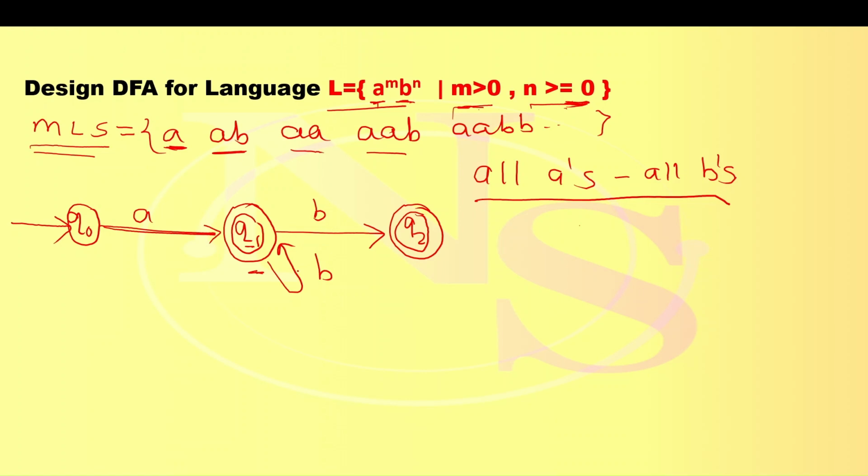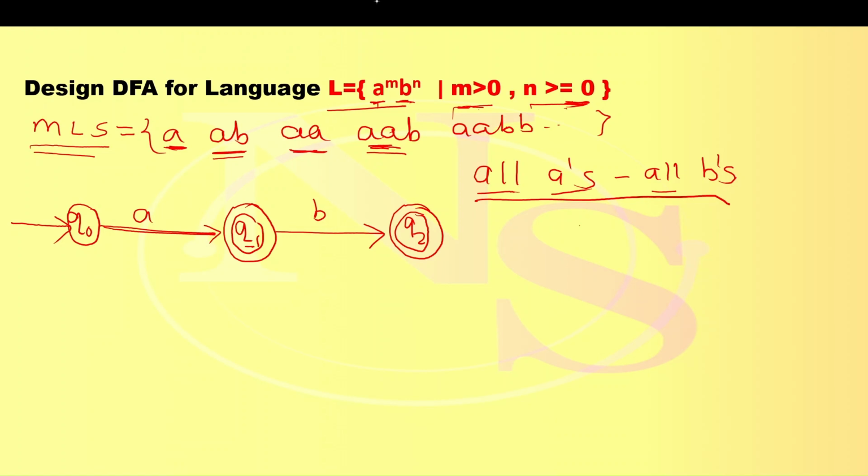If I give the self loop here, q1 is going to read 0 or many b's. But what about multiple a's? If I want to write a transition for multiple a's, we cannot, because our format says all a's then all b's. Hence I cannot give the self loop for symbol b at q1. That's the reason I have taken a new final state to read the b. So ab is accepted.